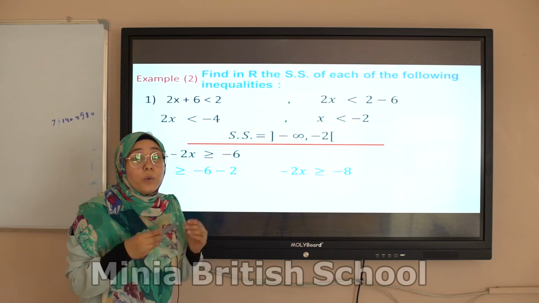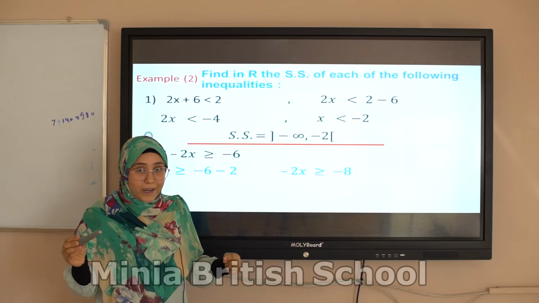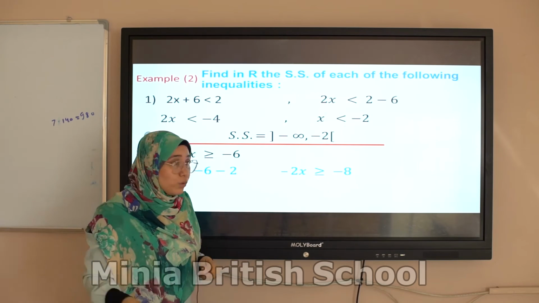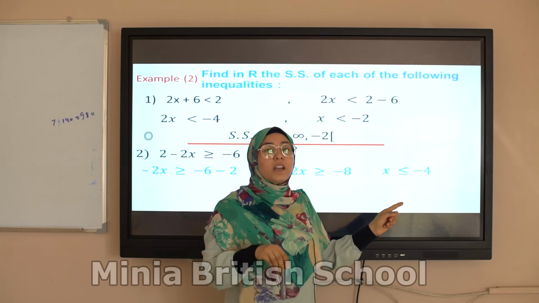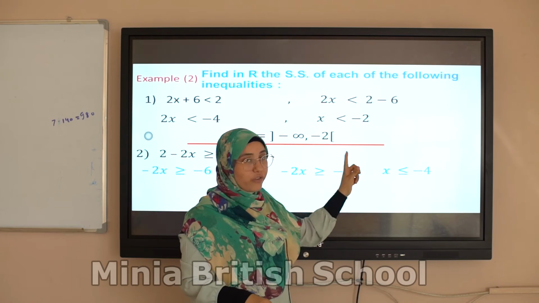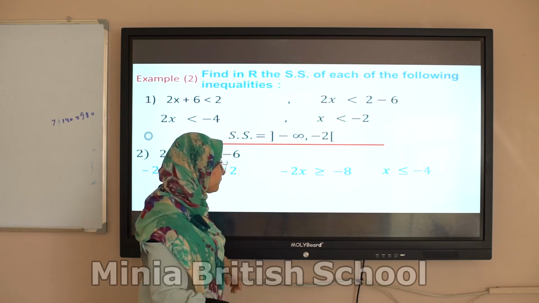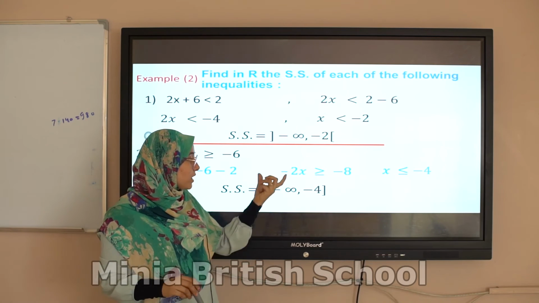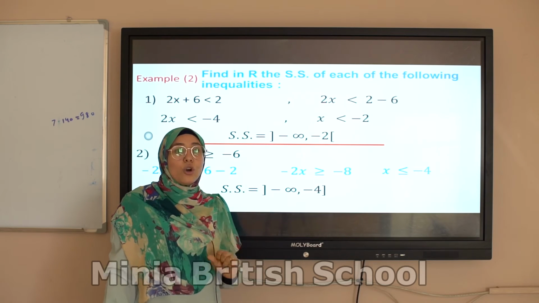Take care here. I will divide both sides of the inequality by a negative number, okay? So when we divide both sides of the inequality by negative 2, we get x less than or equal to negative 4, okay? Less than or equal to negative 4. I changed the sign of the inequality to the opposite side, okay? So the solution set here equals the half open interval, negative infinity, negative 4.